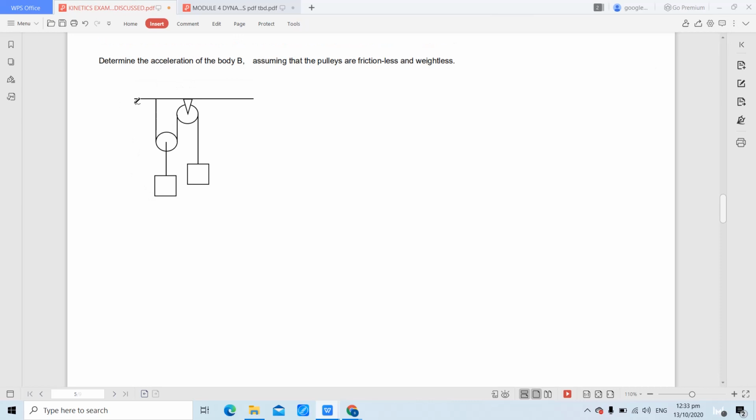Okay, we have to determine the acceleration of body B. The body B label is just not written there. This is body B, and this is body A. Body A weighs 300 pounds. Body B weighs 200 pounds. It is included in the problem, guys, it is just not written. So we have to determine the acceleration of this body, assuming that the pulleys are frictionless and weightless.